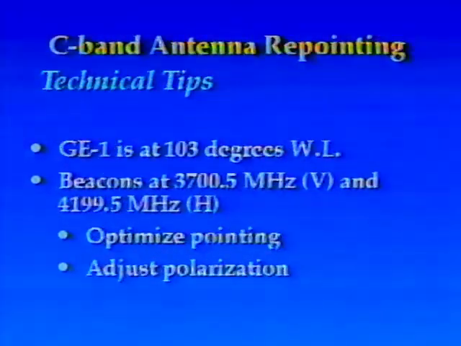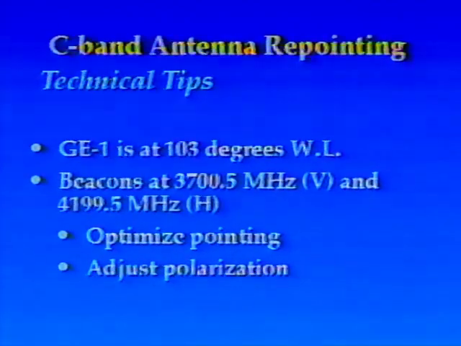Few tips for repointing the C-band antenna. Remember that GE1 is at 103 degrees. It has beacons, which you can also use for pointing purposes, at 3700.5 megahertz vertical and 4199.5 horizontal. Again, make sure you've got your antenna optimized both in terms of pointing and in polarization.